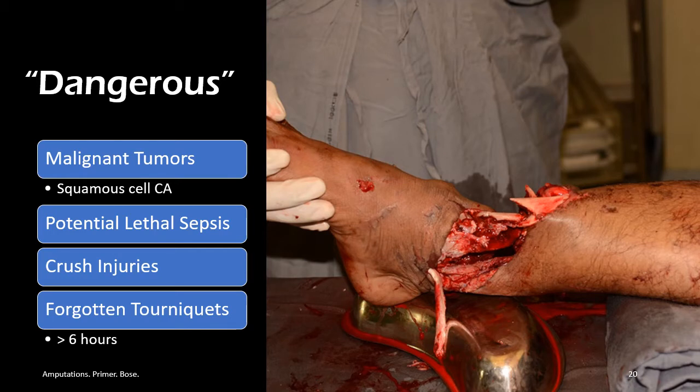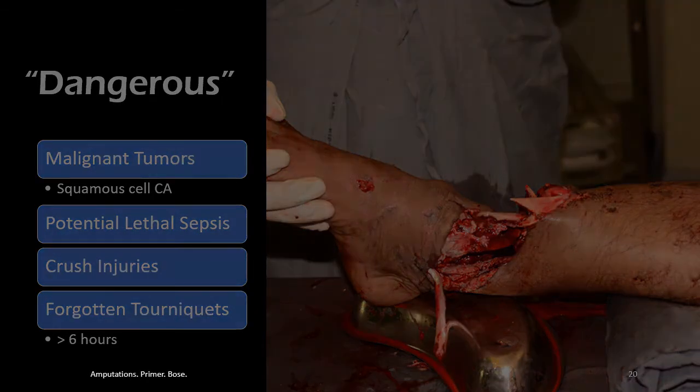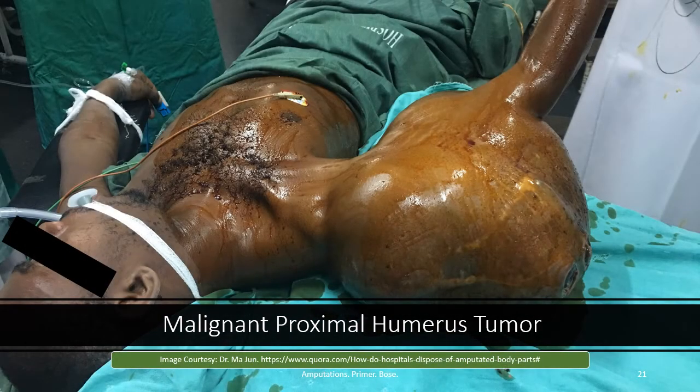Examples would be malignant tumors, potential lethal sepsis, crush injuries, as is shown on the screen, and then sometimes a forgotten tourniquet. A tourniquet is used to create bloodless surgical fields, and if it is left in place for more than 6 hours, it will be grounds for amputation because the part would have suffered from an anoxic injury that cannot be reversed. This is an example of a malignant proximal humerus tumor which is not operable and will need to be amputated.